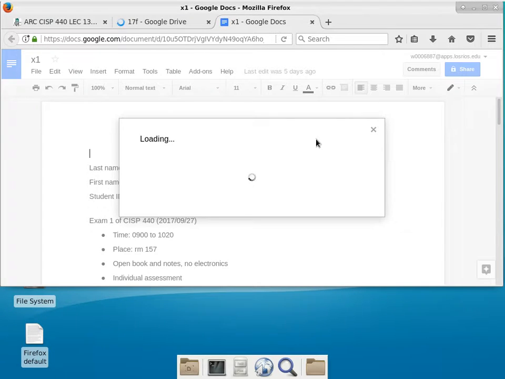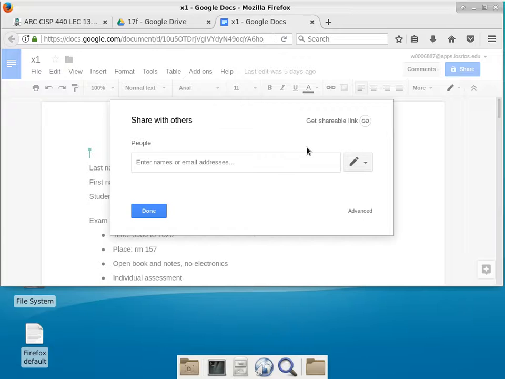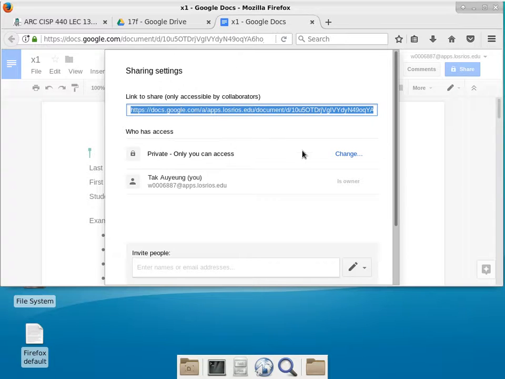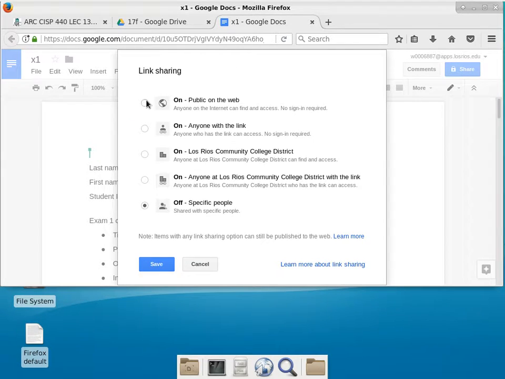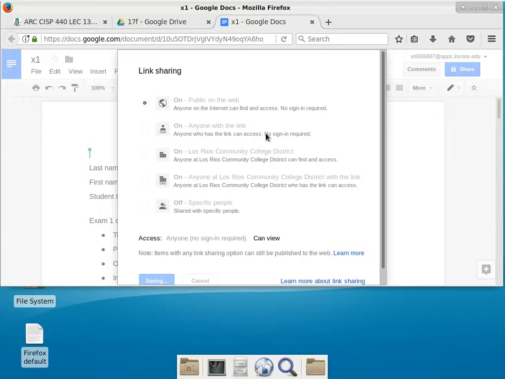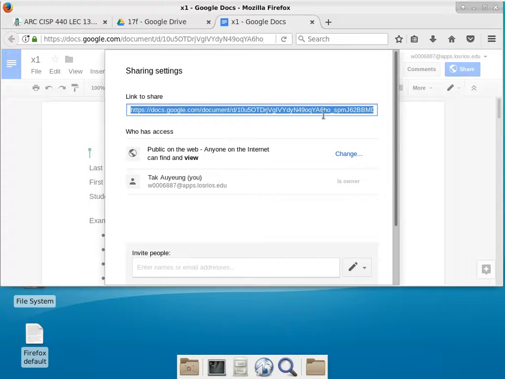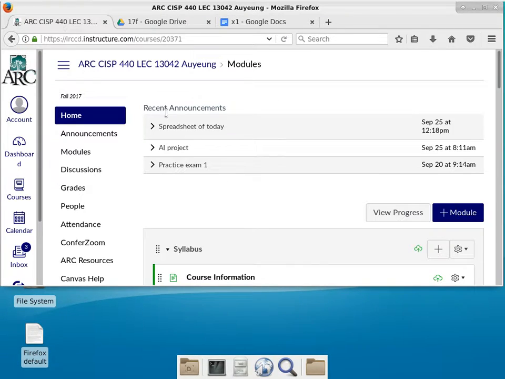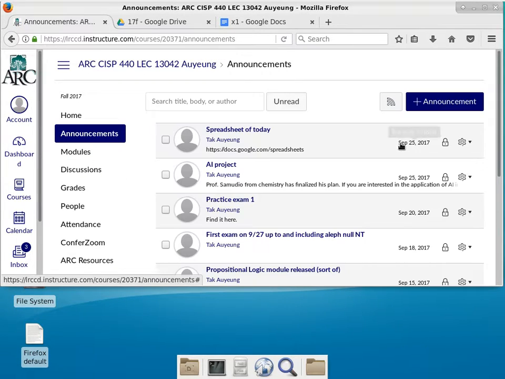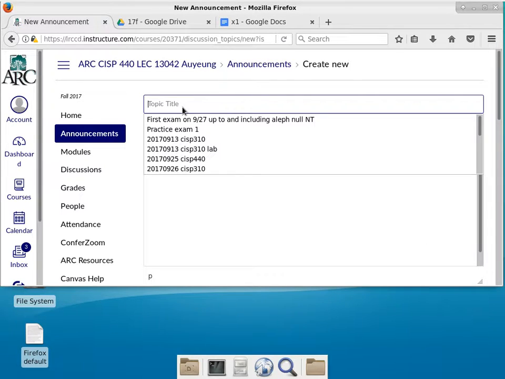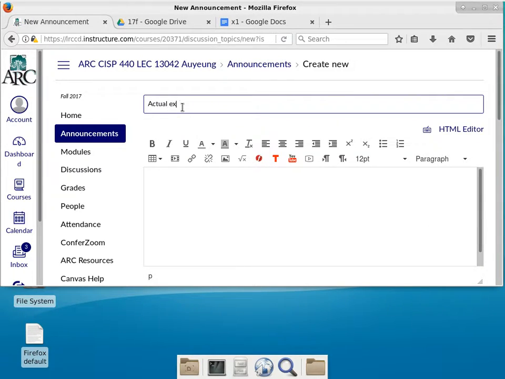I'm going to do the share, and then put a link on the announcement. I'll give you guys the link to it. So let me make it open first. Change, and we'll make it public so anyone can see it. Copy this link. Go back here. Make an announcement. So this way you guys have access to it. So actual exam 1, and here's the link.